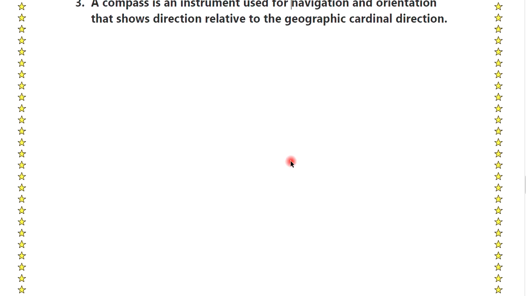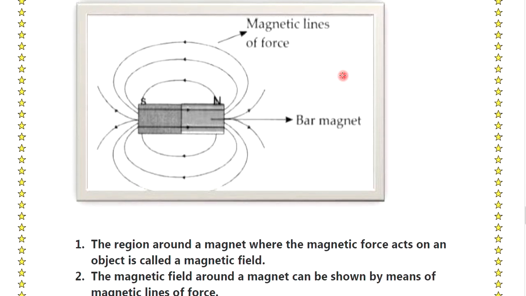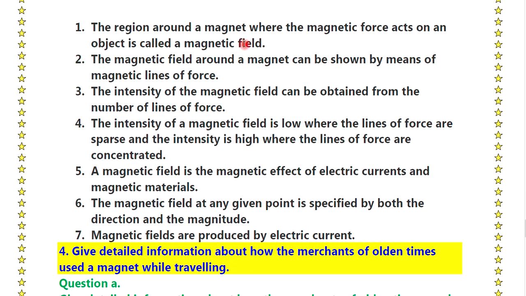Question E: explain with the help of a diagram how intensity and direction of the magnetic field of a bar magnet can be determined. Answer: see the diagram of the magnetic lines of force. The region around the magnet where the magnetic force acts on an object is called a magnetic field. The magnetic field around a magnet can be shown by means of the magnetic lines of force. The intensity of the magnetic field can be obtained from the number of lines of force.